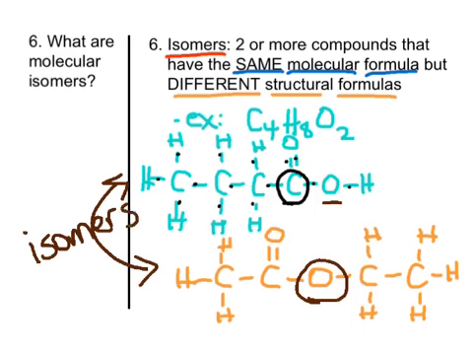So when we are drawing out the different structural formulas for different molecular formulas tomorrow in class, some of them will have a number of ways you can draw them out. And if you figure out different ways to draw them out, you have basically drawn what are called isomers.